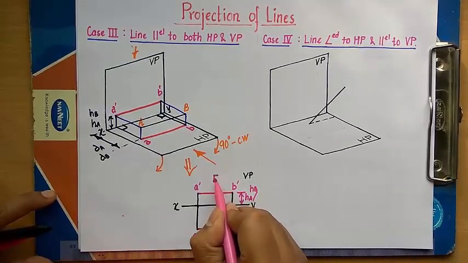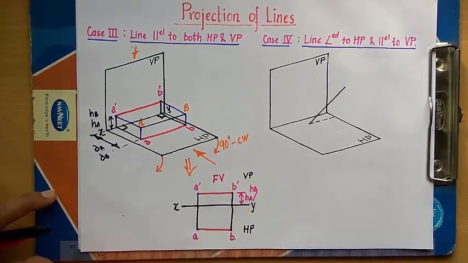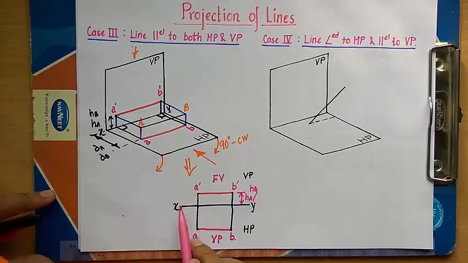So here we have it, front view of a line parallel to HP as well as parallel to VP. So the conclusion that we can draw is, when a line is parallel to HP or VP, both its front view as well as top view are going to be parallel to XY line. All right.